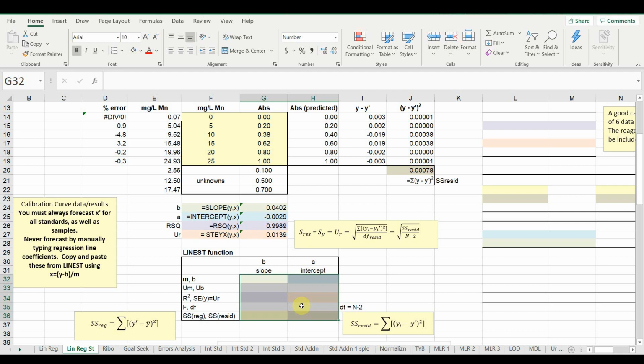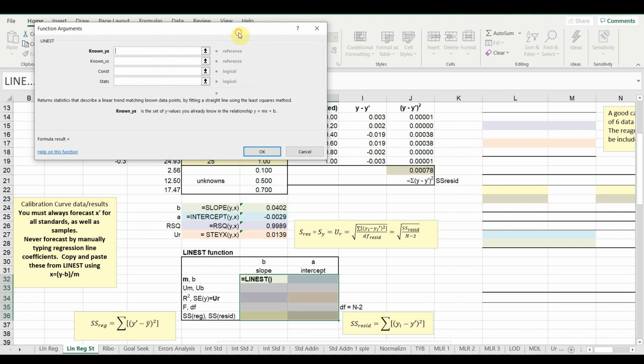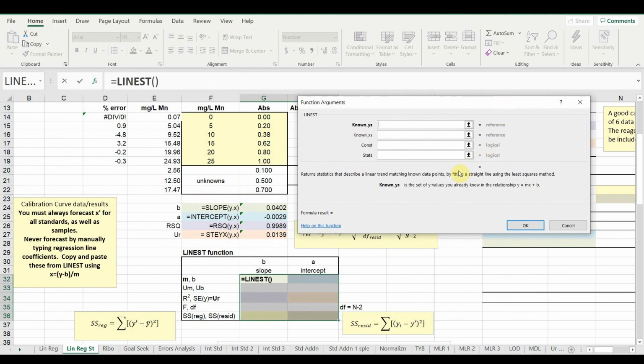You select them in advance, and you can type a function in, but let's go to the insert function dialog box as a guide here. If you want to find the function, you could type up here LINEST, and it'll highlight it for you and say OK. And just follow the prompts. The known y's are for the standards.